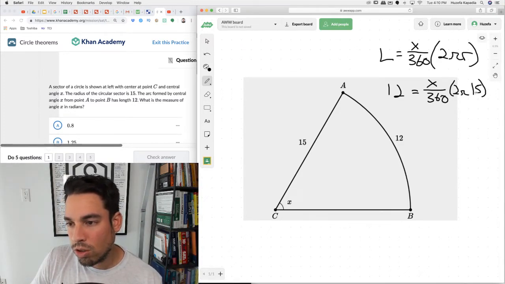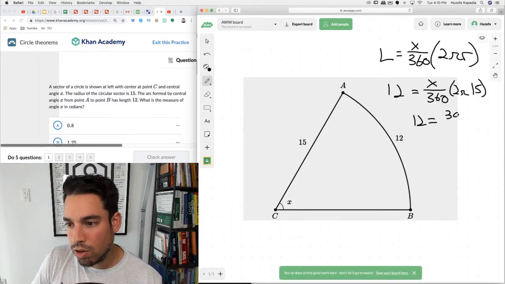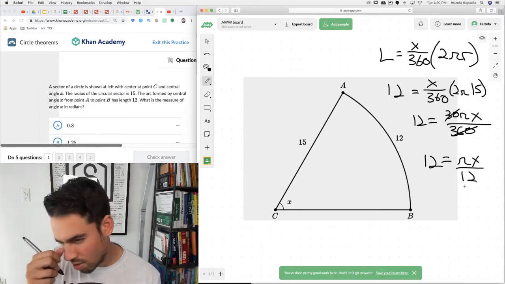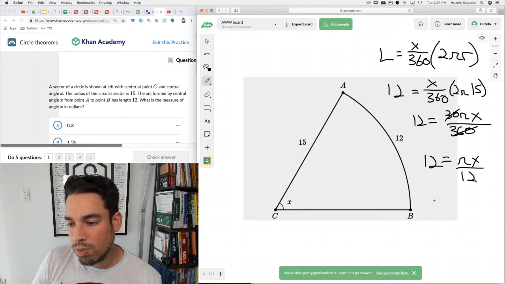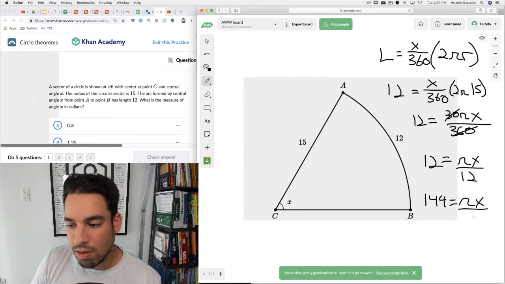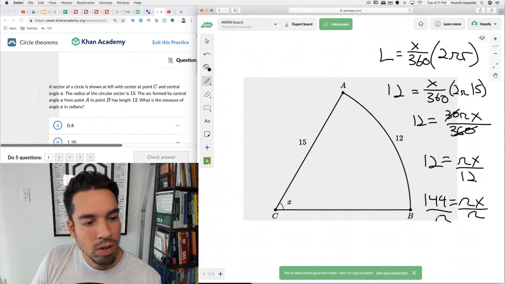So first I'm going to multiply 2 times 15. Then I get 12 equals 30 pi x over 360. 30 goes into 360 12 times, right? 12 equals pi x over 12, right? 30 times 12 is 360. Then I'll multiply both sides by 12. I get 144 equals pi x. And then I'm going to divide both sides by pi.